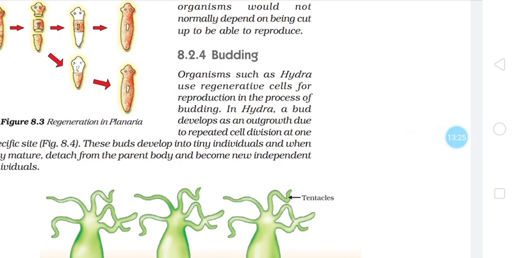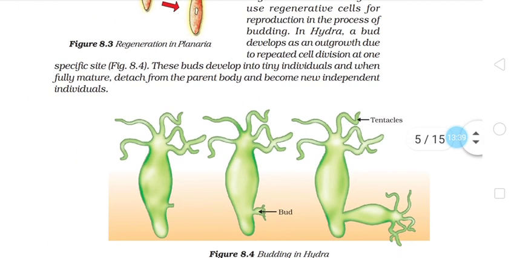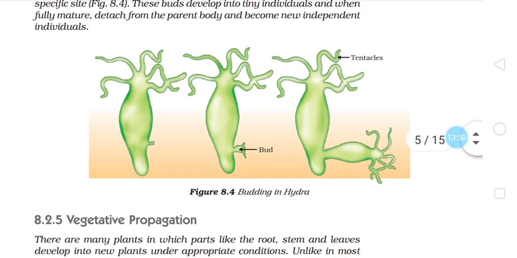Next is budding. Organisms such as Hydra use regenerative cells for reproduction in the process of budding. In Hydra, a bud develops as an outgrowth due to repeated cell division at one specific site. These buds develop into tiny individuals and when fully mature, detach from the parent body and become new independent individuals. You can see here budding in Hydra. The Hydra body is shown when bud formation takes place, and then the bud gets detached from the parental body and will grow as a new individual.